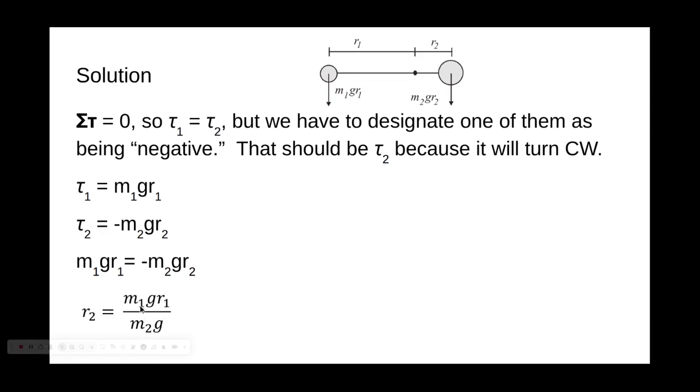So algebra shows us that it's M1 G R1 divided by M2 G. The G's are going to cancel, and then after that, it's just plug and chug. So it's 1 kilogram times 0.45 meters divided by 4 kilograms, and that makes R2 0.11 meters. So the distance from here to the center of the sphere is 11 centimeters.